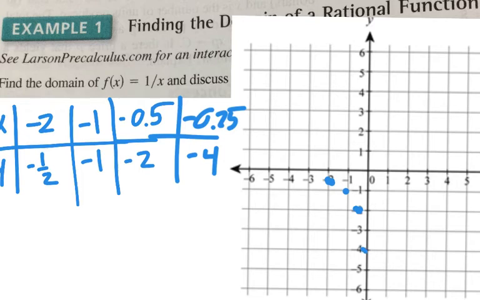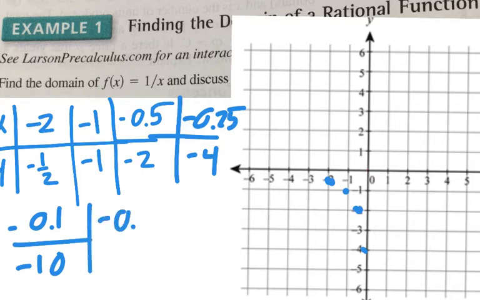Okay, all right. And if I get even closer, what if I plugged in negative 0.1? So I'm getting real close to 0. What's the y value? Negative 10, right? So at negative 0.1, that means when I'm just barely here, the y value is all the way down here at negative 10.